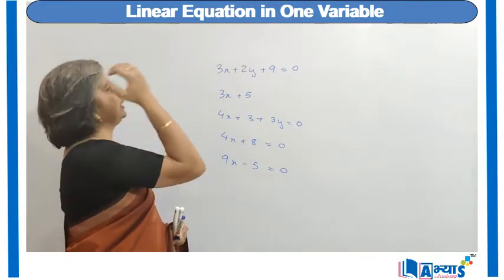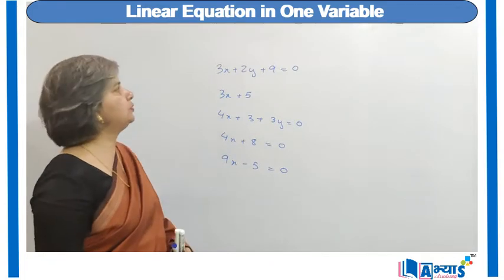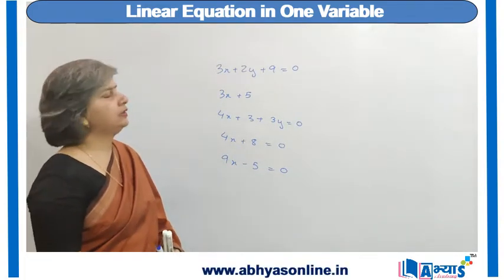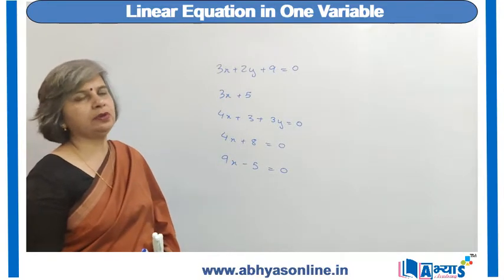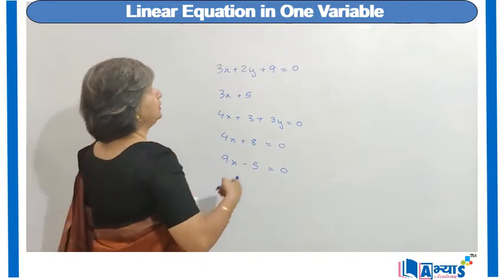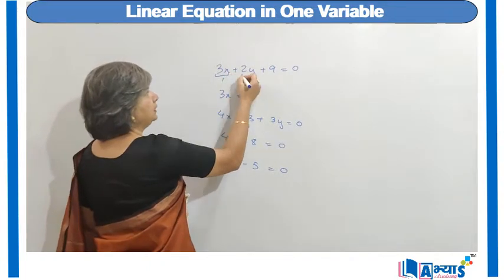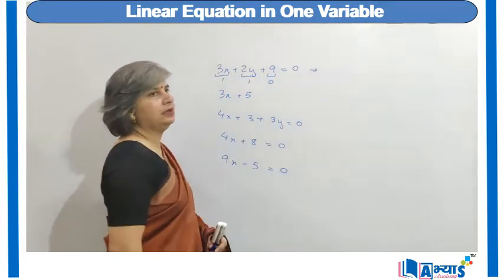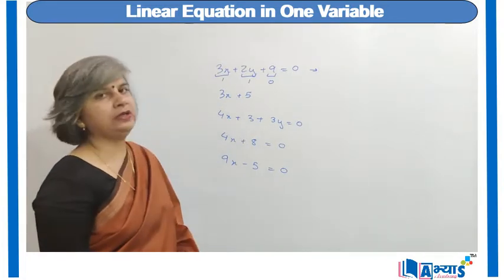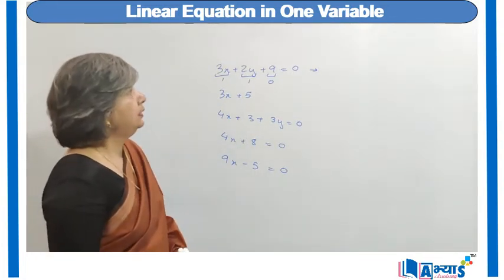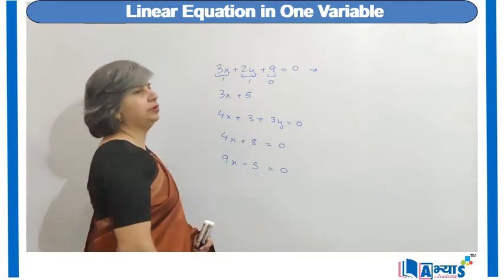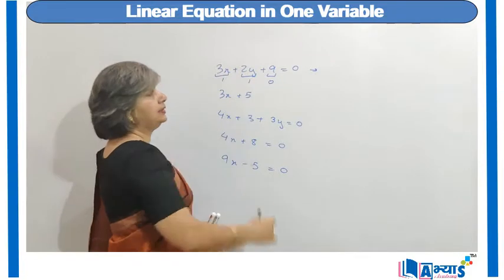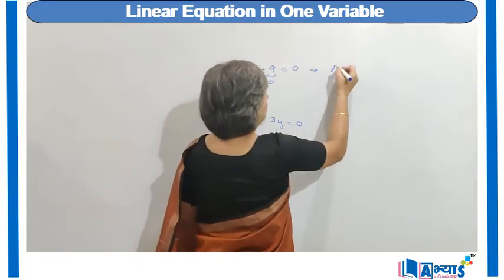So when we take the case of first statement, that is 3x plus 2y plus 9 is equal to 0, we have to analyze whether it is a linear equation in one variable or not. We can see that the first term is of degree 1, this term is of degree 1, this term is of degree 0. So it is a linear equation because all the terms are of degree 1 or less than 1, and it has an equal to sign, so it is a linear equation. But it has two unknowns, that is x and y, so it is not a linear equation in one variable.